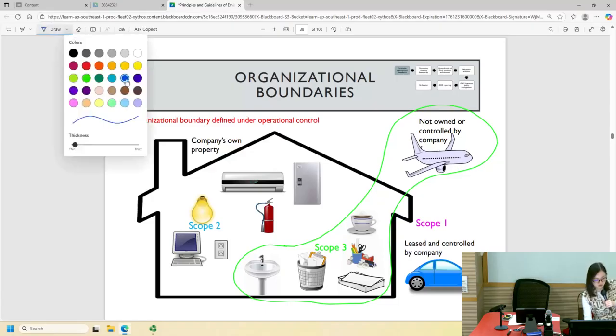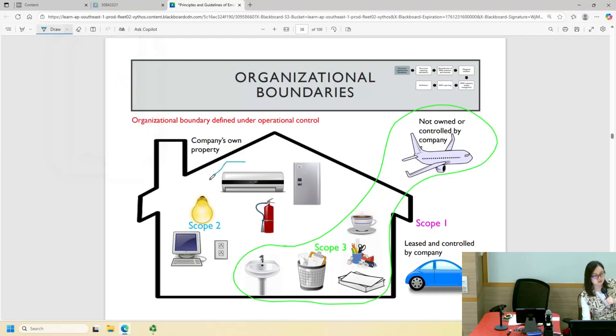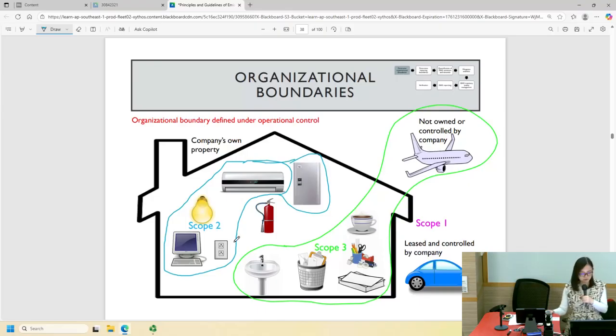And then for Scope 2, it would be the electricity consumption and also the town gas consumption. So we have the air conditioning, which consumes electricity, the lighting consumes electricity, the electrical appliances also consume electricity. So these, and also the town gas, okay, so energy consumption. So these are Scope 2, right?